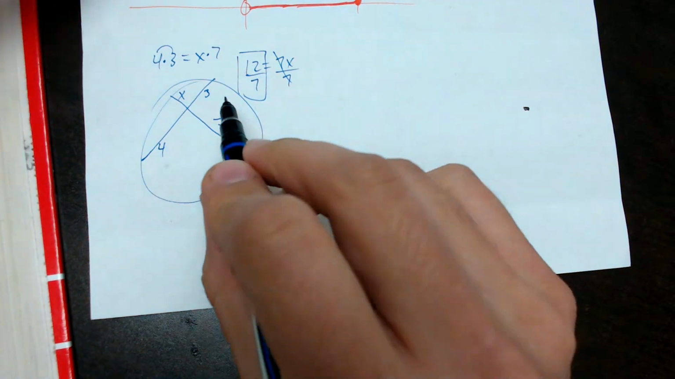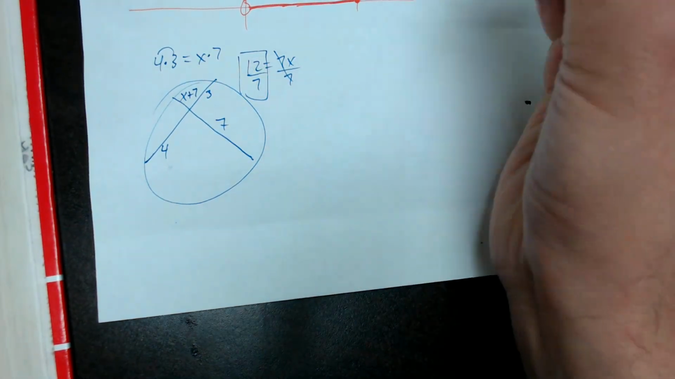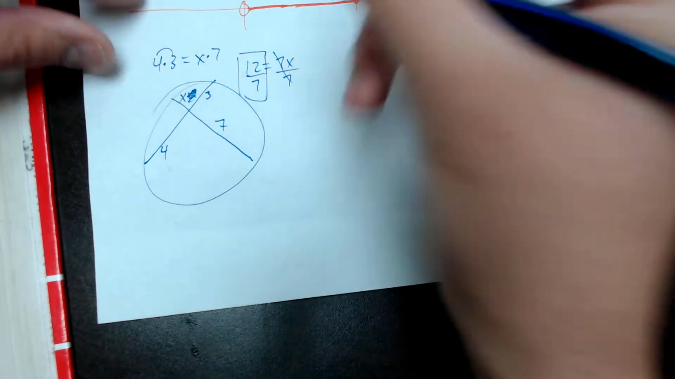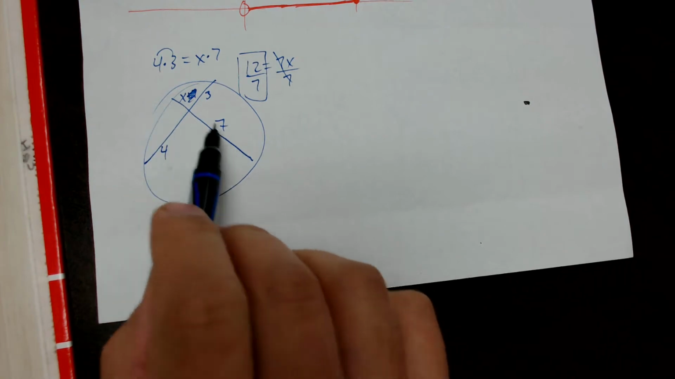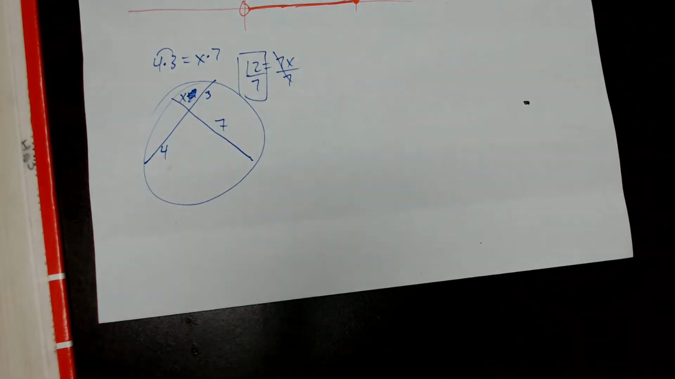Now, not all of the examples will be this easy. Sometimes your unknowns will be, like, x plus 7. So then you'd have to adjust your equation accordingly. But that's the gist of it. The segments of the chord, when multiplied, will equal the segments of the other chord that they intersect.